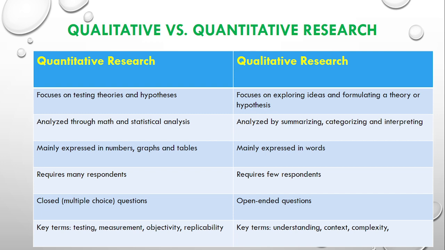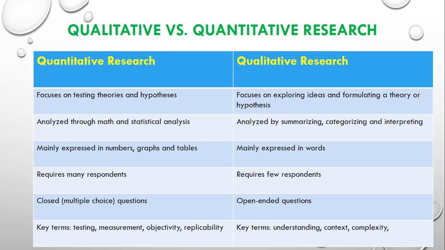The second difference is that quantitative research is analyzed using mathematical and statistical analysis, right? In qualitative research, it analyzes data through summary, categorization and interpretation, right? So that's the second difference that we can always establish between the two research methods. The third one, based on the second point, this can always be reinforced by the use of numbers when you're analyzing this kind of research. So it's mainly expressed in numbers, graphs, and tables, right?